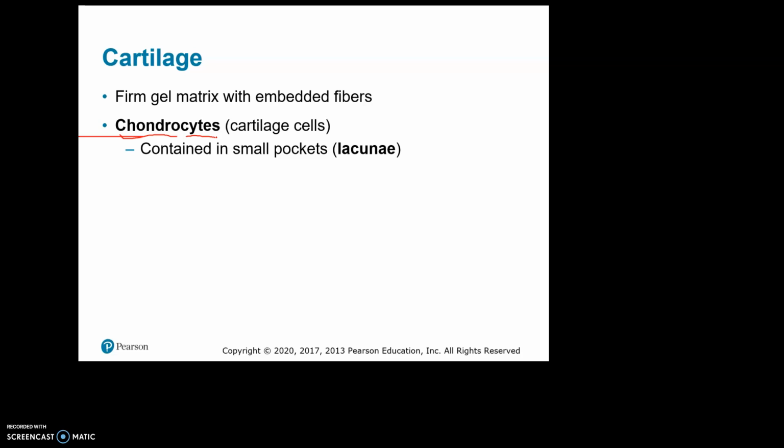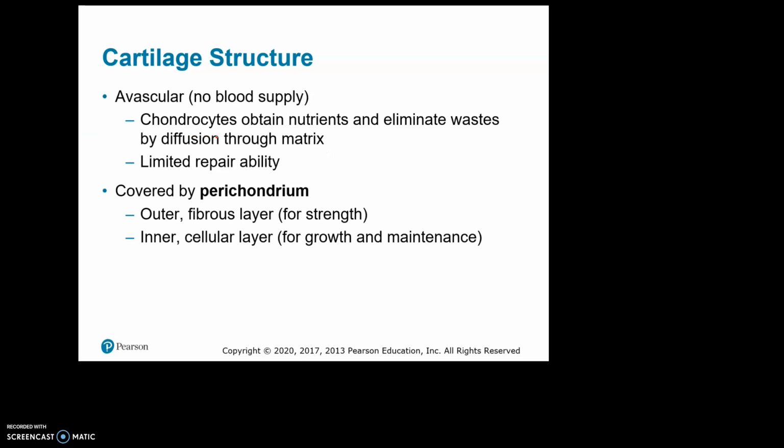Each chondrocyte, or mature cartilage cell, is found inside of a pocket called a lacuna. Cartilage is different from bone because it does not have a blood supply. It's avascular, so there is a limited ability for cartilage to repair itself if it's damaged. The covering of cartilage is called the perichondrium.